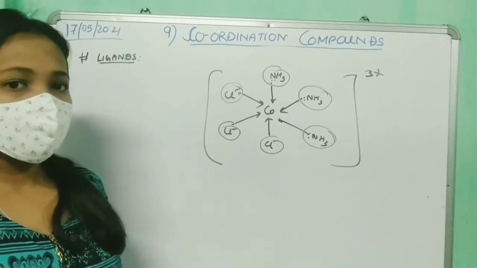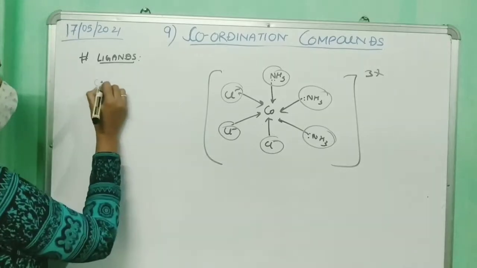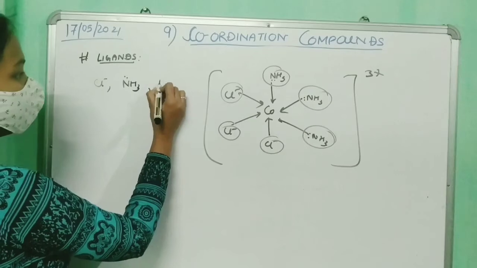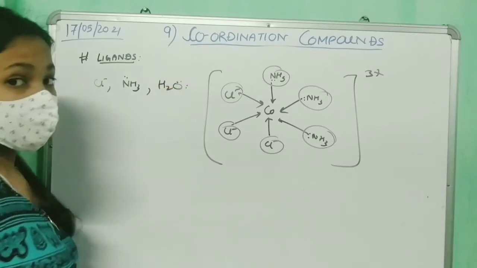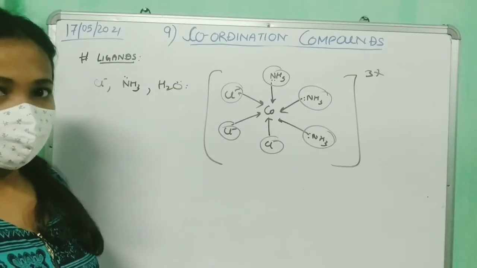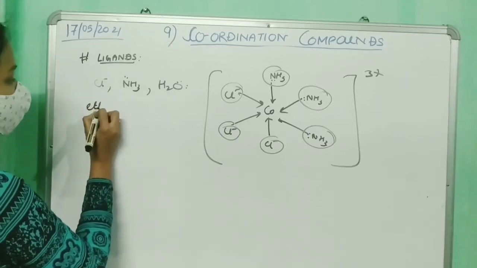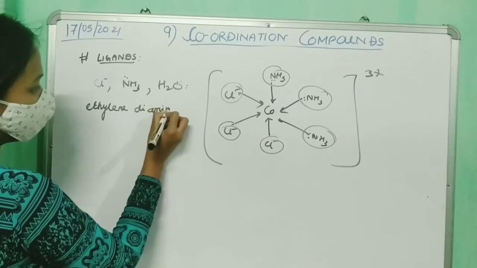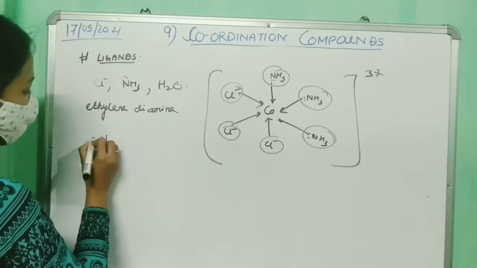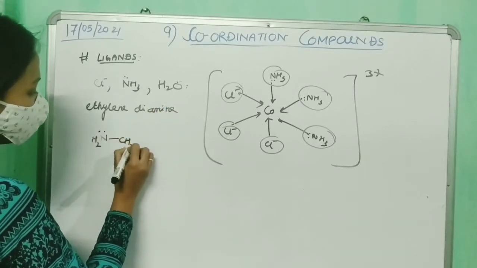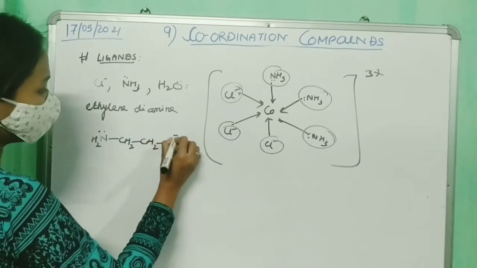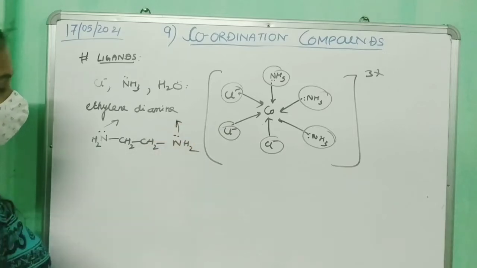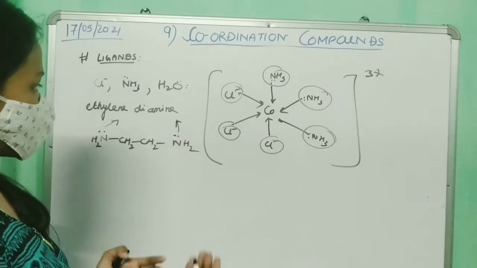So these ligands can be very simple like Cl minus, or small molecules like ammonia, water, and sometimes they can be large molecules also. For example, ethylene diamine. The structure of ethylene diamine is NH2, NH2, right? So here the 2 donor atoms are nitrogen. Okay, so this much is clear.